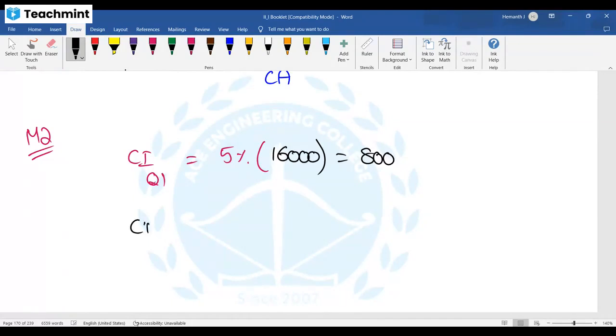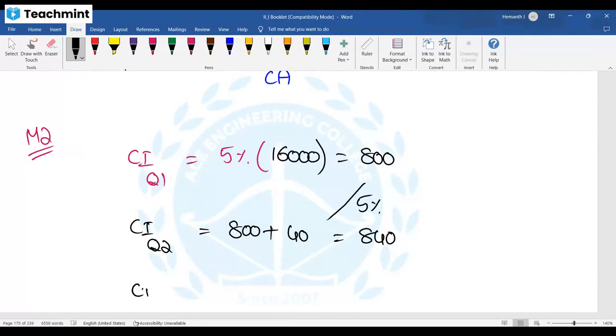What about second quarterly, sir? 800 plus 5% for this. Calculating interest for the interest is what? Compound interest. The name compound interest is interest for the interest. See, 800 is the interest. For that, I am calculating 5% interest. So 10% is 80, 5% is 40. It becomes 840.